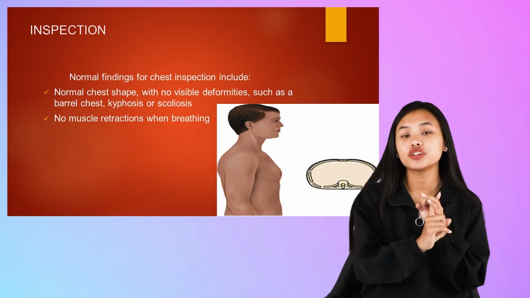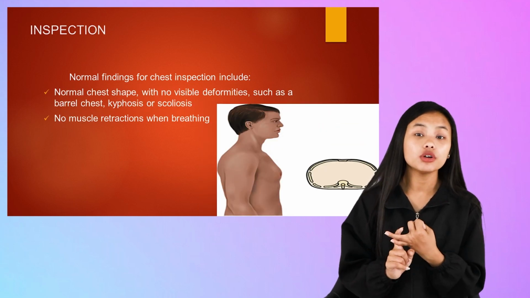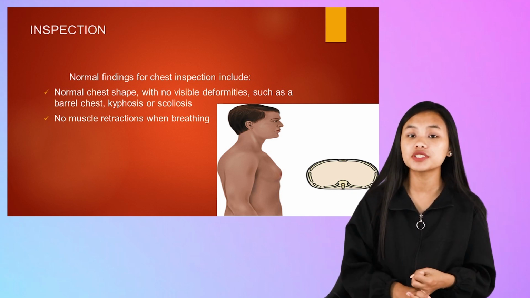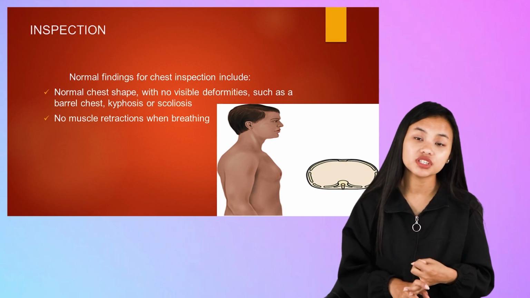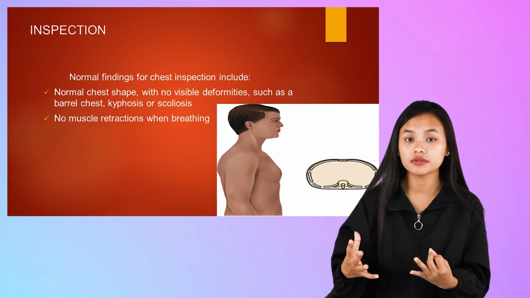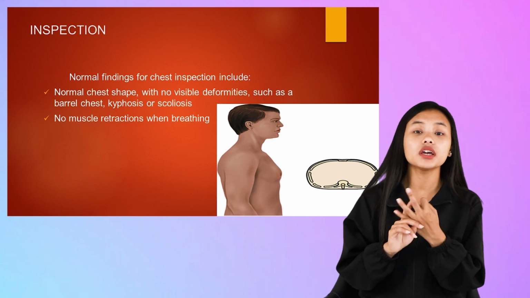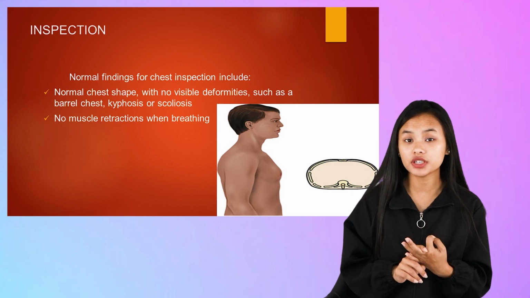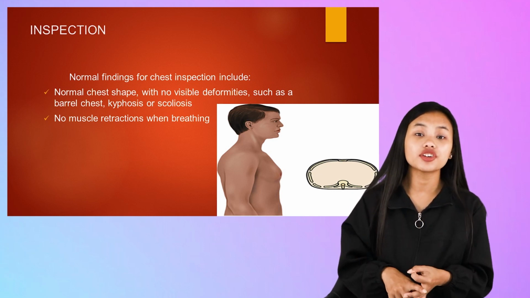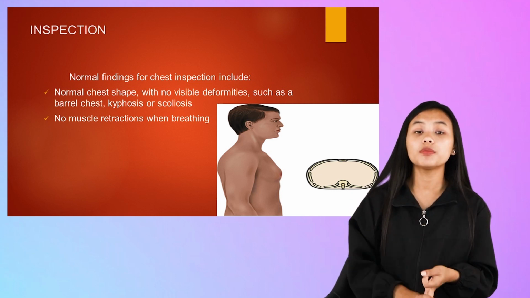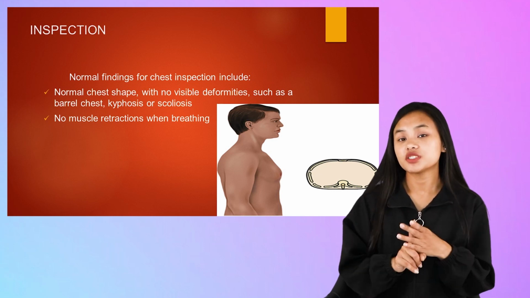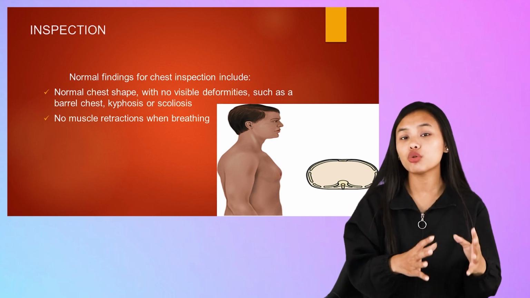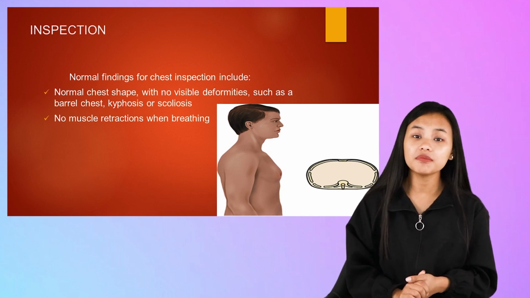And usually if the chest of the client is normal, then you will also find that the shape of the chest will be normal and there will be absence of any visible deformity such as scoliosis, kyphosis, or even barrel chest, and there will also never be muscle retraction when the client is breathing. If the client has a normal breathing pattern, then there will be a quiet, unlabored respiration with no use of the accessory neck, shoulder, or even the abdominal muscles.